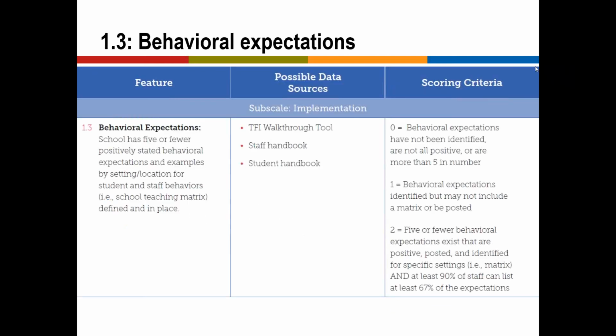You'll notice that the TFI walkthrough tool is used here as a source for the score for TFI item 1.3. A school can only score a 2 for this item if at least 90% of their staff can name at least 67% of the school rules. In our example of Purple Rain Elementary, they would not score a 2 because only 73% of staff could name at least 67% of the school rules.